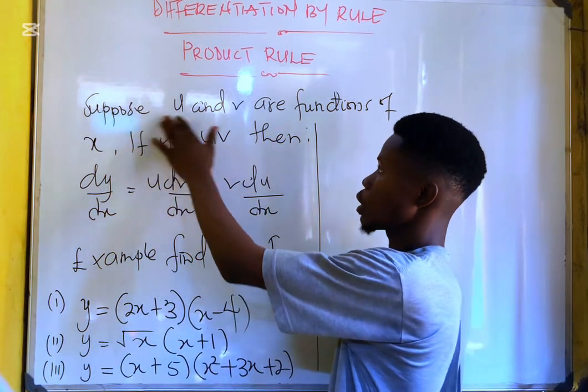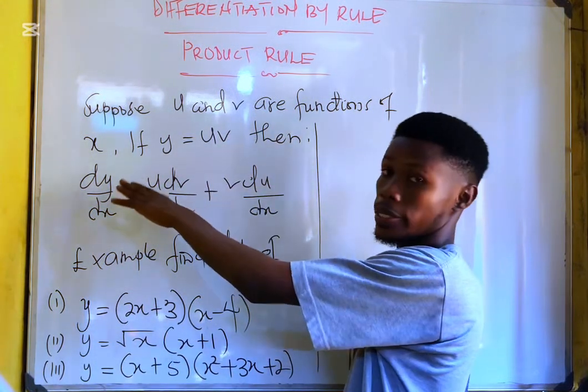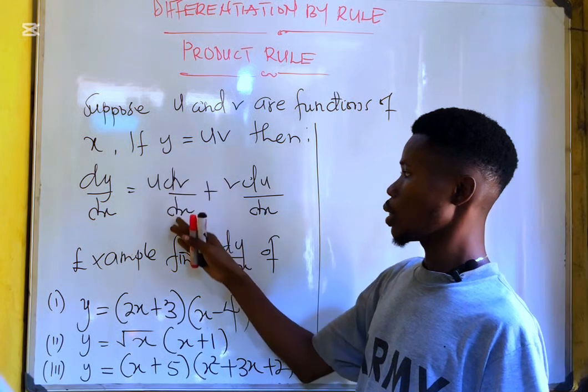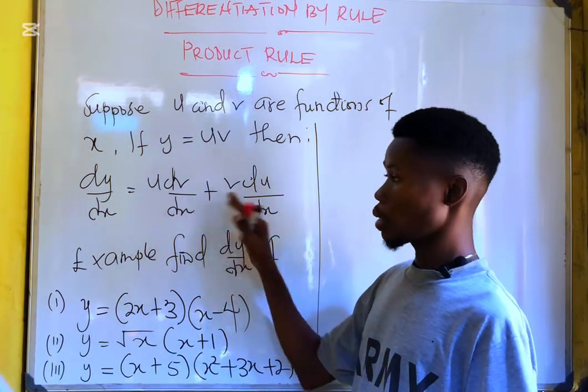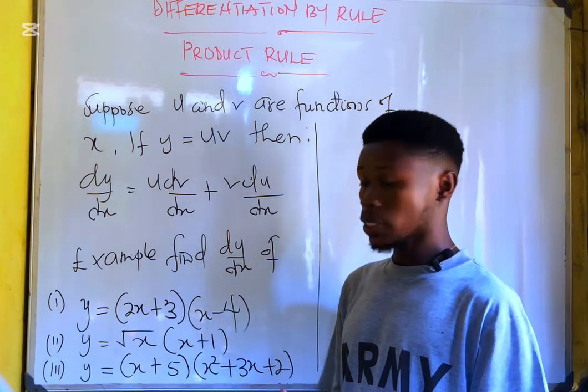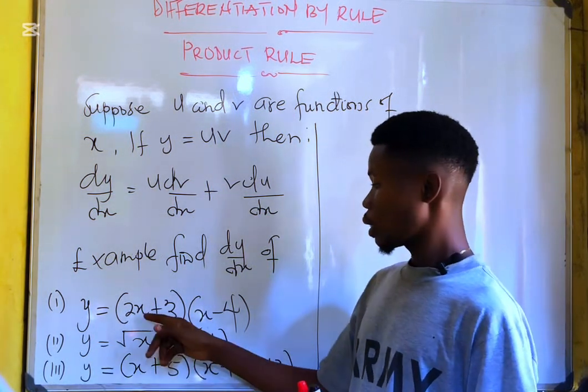So we are saying that suppose u and v are a function of x. If y equals uv, then dy/dx equals u dv/dx plus v du/dx. This is the formula that we use here. So when they give you the question, you are going to define this and that.